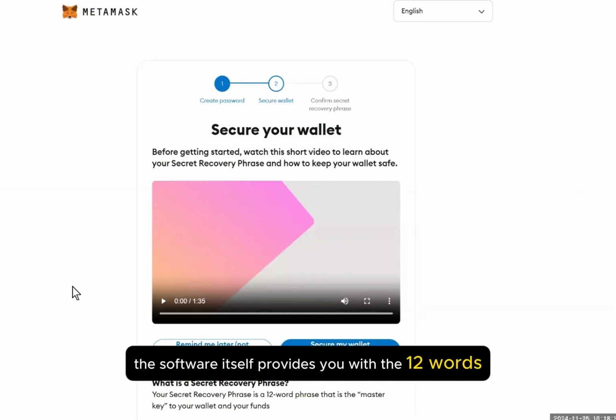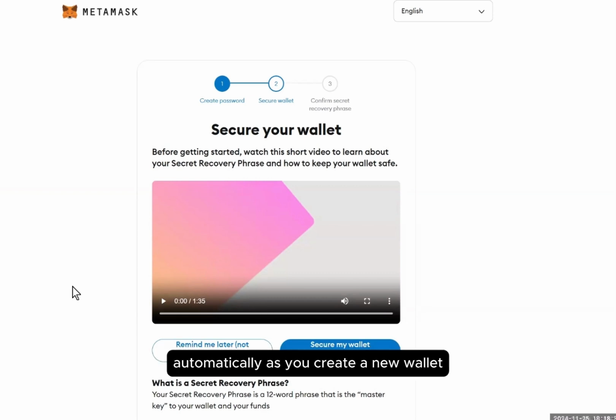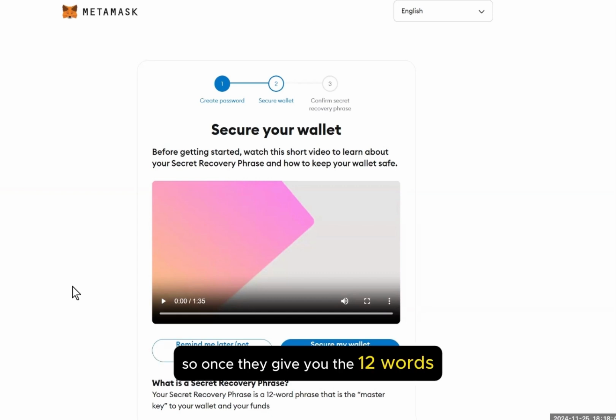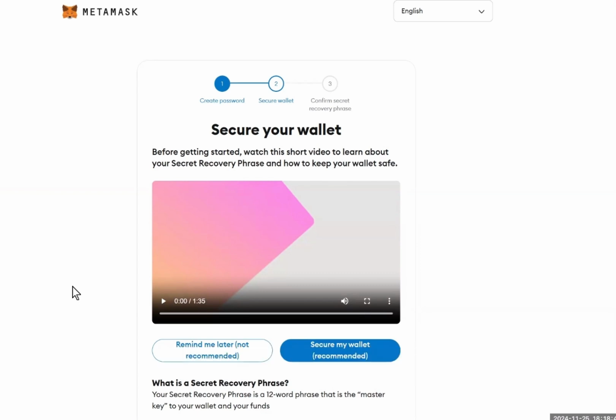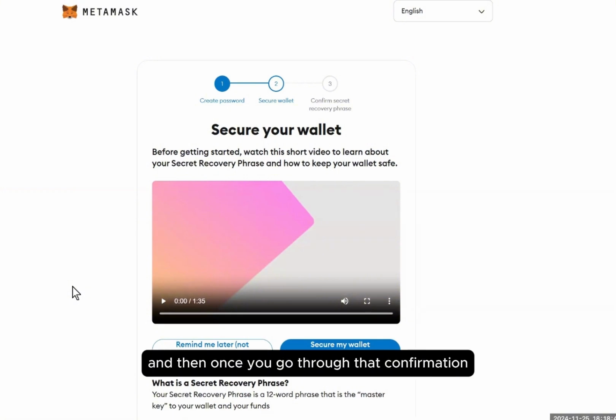The software itself provides you with the 12 words automatically as you create a new wallet. So once they give you the 12 words and you write them down, they're going to have you confirm that you have them in the correct order. And then once you go through that confirmation, that's it. There will be no other opportunity for you to get those 12 words again unless you have them written down on the paper.